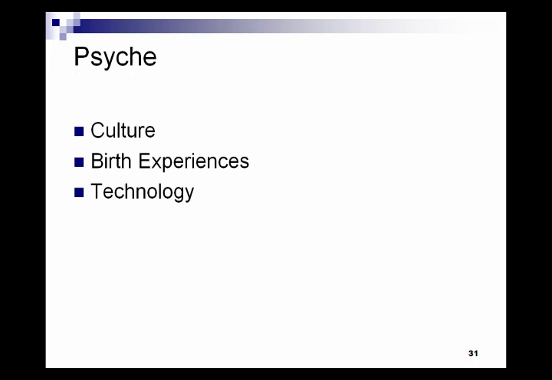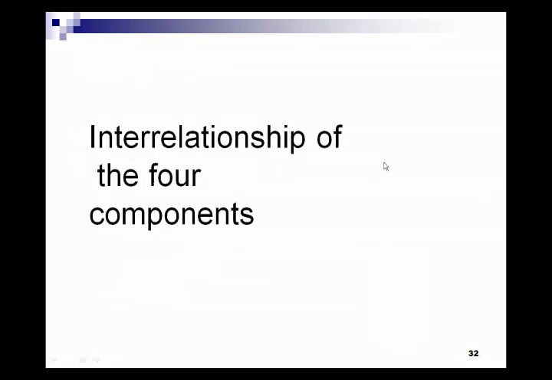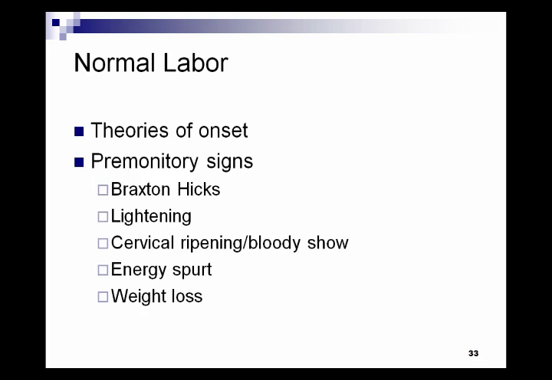And then there's technology. The goal of maternity care is to protect the health of the mother and the fetus, and technology helps caregivers identify problems and intervene. So that can also affect the psyche. And again, as I said, the four components are interrelated; they must work together in order to have a successful vaginal delivery. So what are our theories of onset?